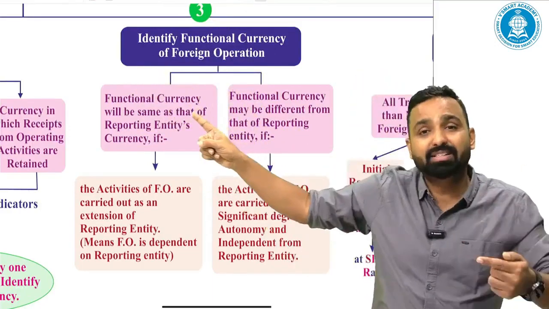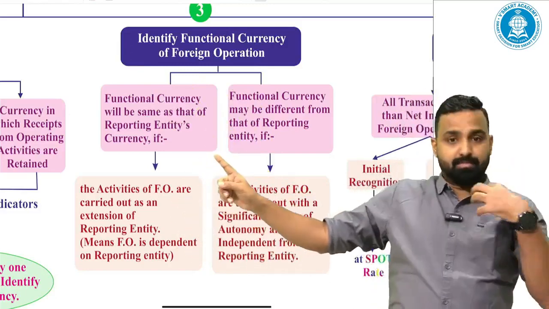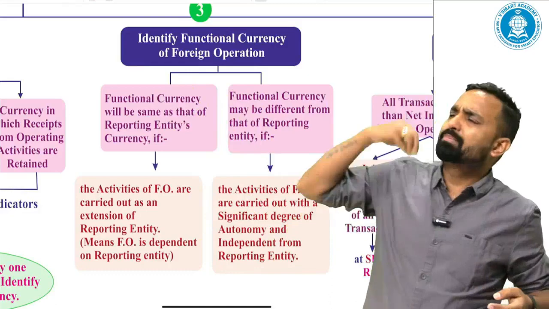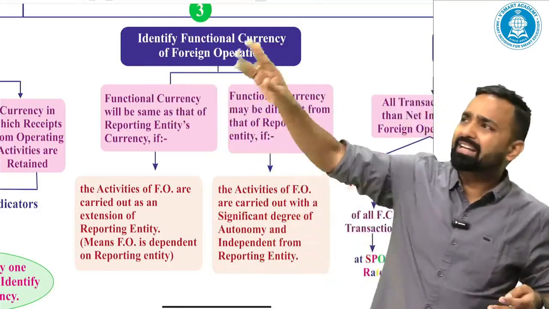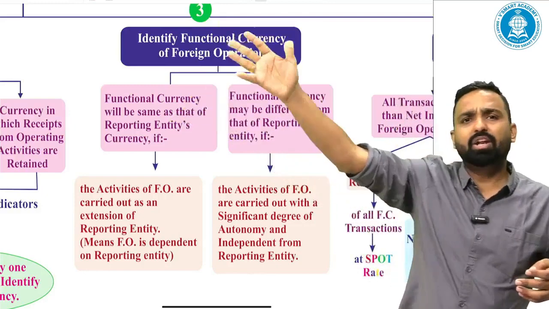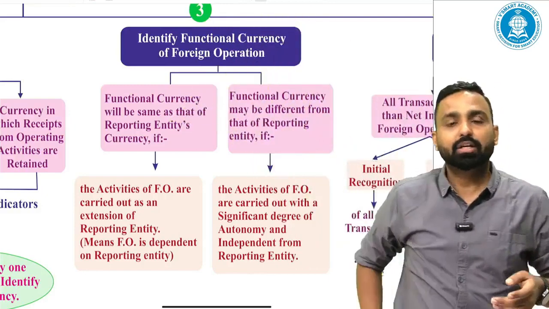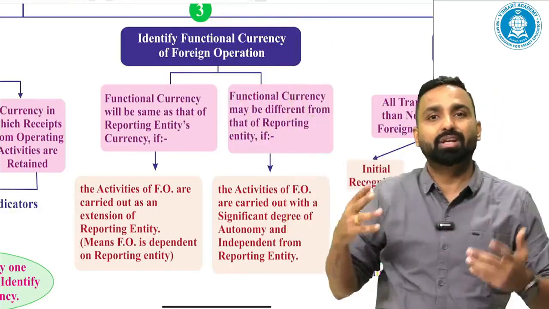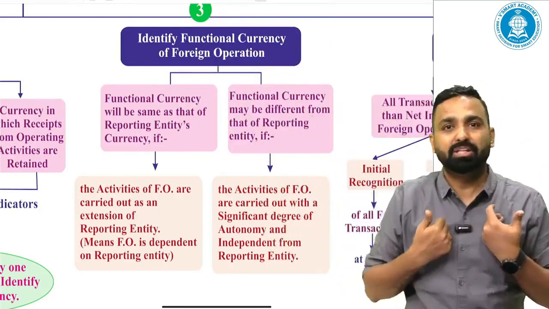So if the foreign subsidiary is totally dependent on me, for example, I only transfer my goods and services to the foreign subsidiary and they can sell. If I do not transfer the goods and services, they will not purchase from the local market. So they are totally dependent on me. I have given the funds to my foreign subsidiary for operating the business. So they are dependent on me.